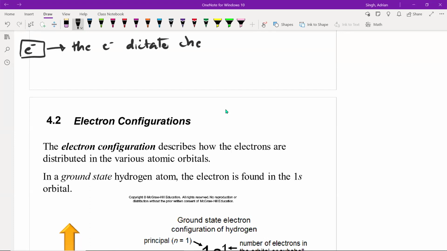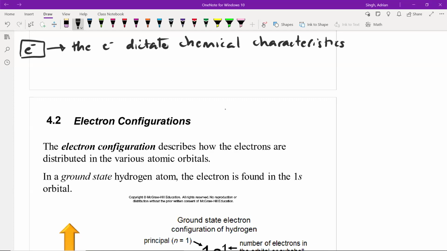chemical characteristics in an atom. Okay, so they will dictate how a substance bonds or reacts with something else. So it makes sense that if we can understand a little something about the electrons, where they are and how they are arranged, then by extension we can understand how that particular substance, that atom or molecule or ion, actually behaves as well.